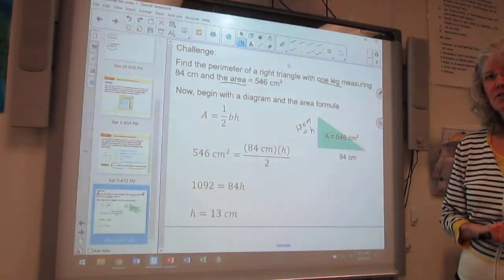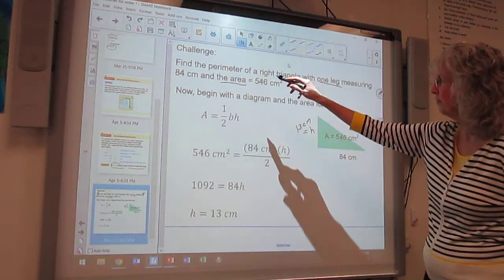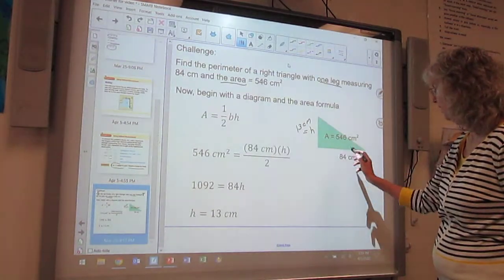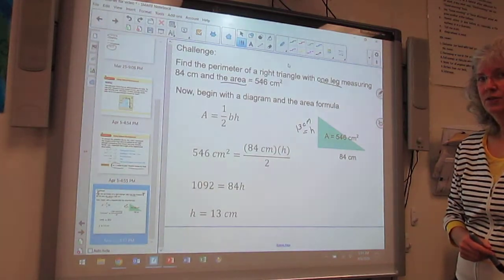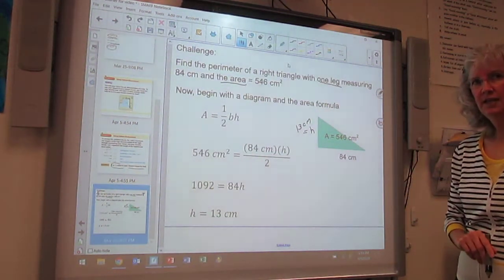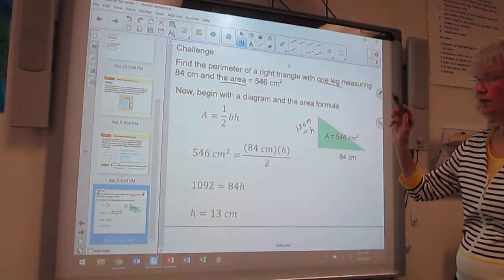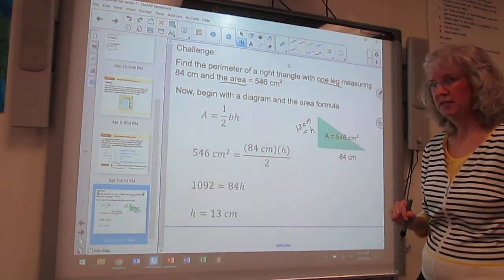Now I'm not going to finish this problem, but I want you to think about how you would find the perimeter of this. Well, we know 2 legs. We can't find the perimeter yet. You guessed it. Now you're going to use the Pythagorean theorem to find c. Then you're going to find the perimeter from that. The multi-step problem. You need to be able to do that.